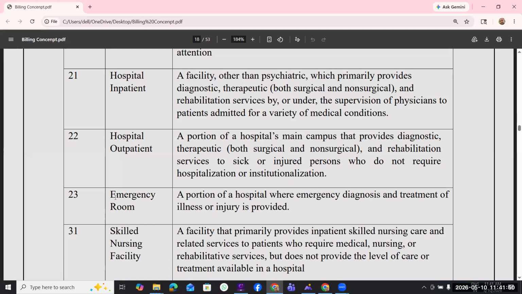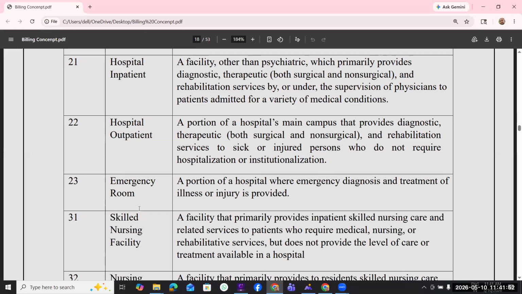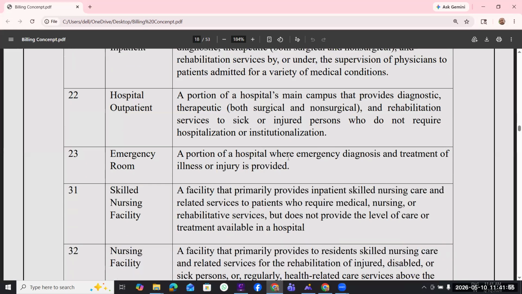23, emergency room, ED facility, a portion of the hospital where emergency diagnosis and treatment of illness or injury is provided. At that time we use place of service 23.